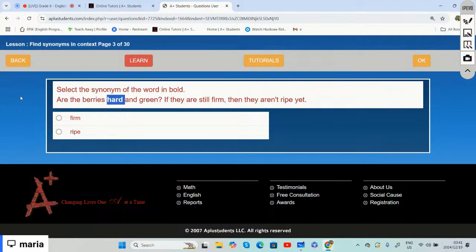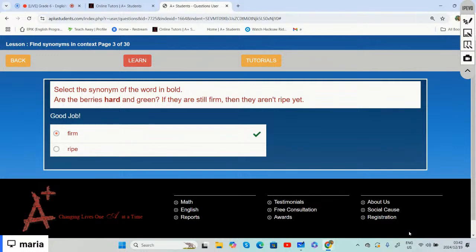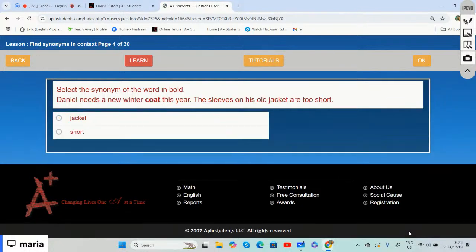And if we were to choose the correct option, remember if something is hard and green, think of a banana, right? If a banana is hard and green, then it's not ripe yet. So we can just say it is firm. So yes, option one, well done, is correct.